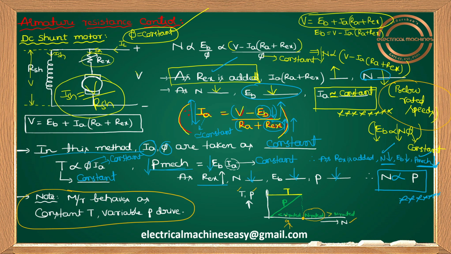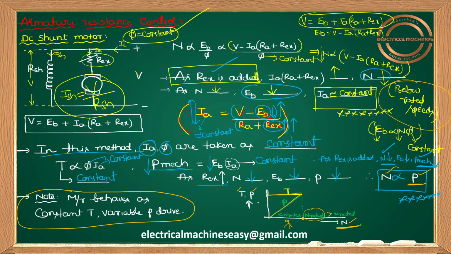So guys, please see how your motor behaves. It behaves as constant torque. That means with respect to variation of speed, your torque remains constant, so I took the torque constant like this. And what is the relation between speed and power? As N is increasing, your power is increasing, like this. So your motor behaves as a constant torque, variable power drive.